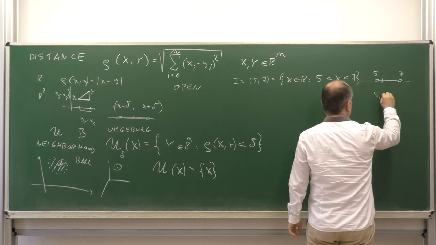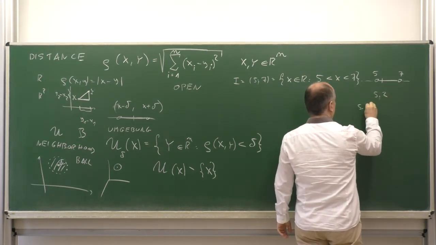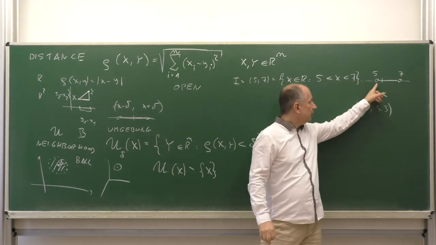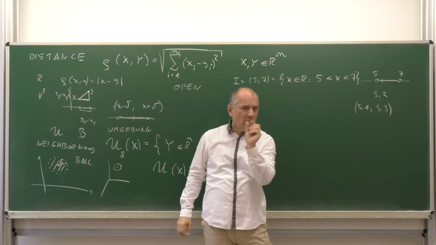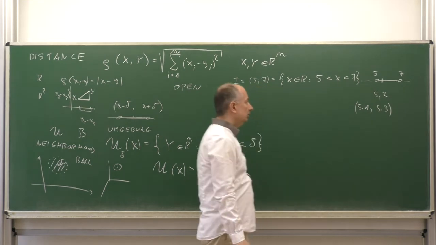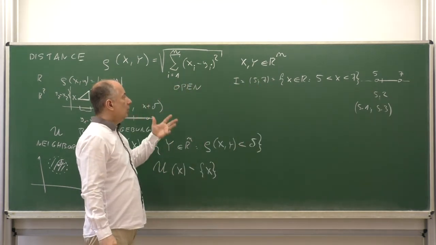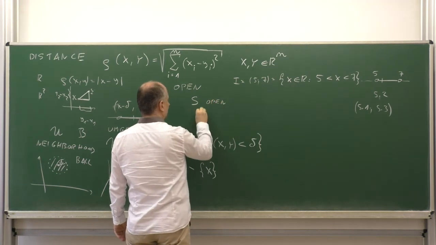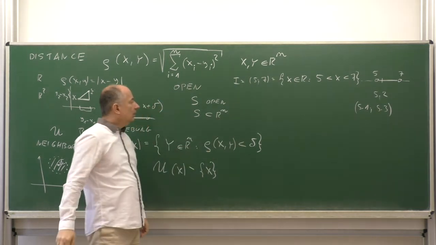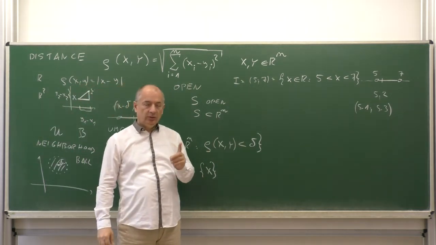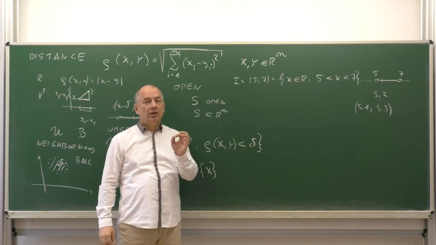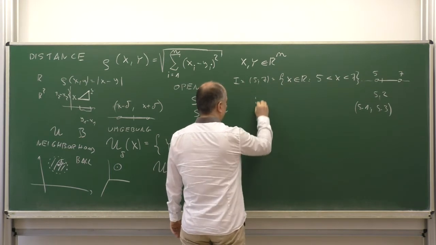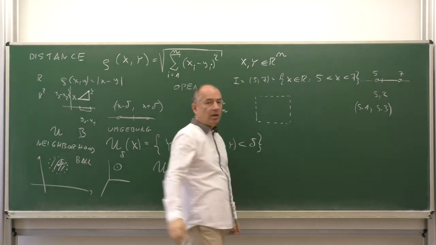Say from the point 5.2, you can consider the set 5.1 up to 5.3. If you are close to 5, then the interval must be small, but there is always some neighborhood of the point. Well, and this can serve as a definition of an open set. We say the set S, a subset of Rn, is open if for every point in the set there exists some neighborhood in the set. An example of an open set may be a rectangle without the boundary, without the four segments.